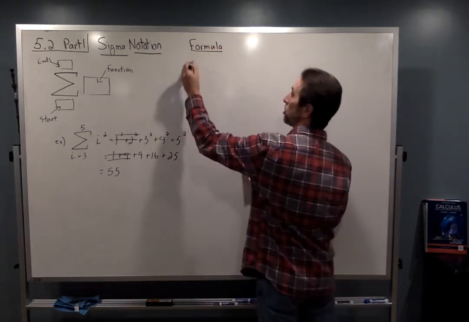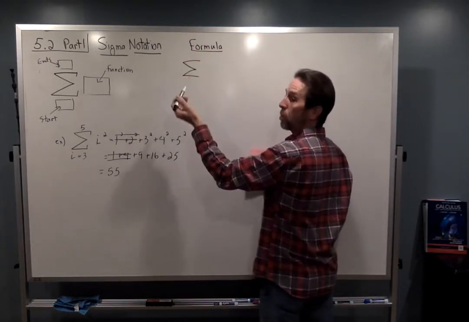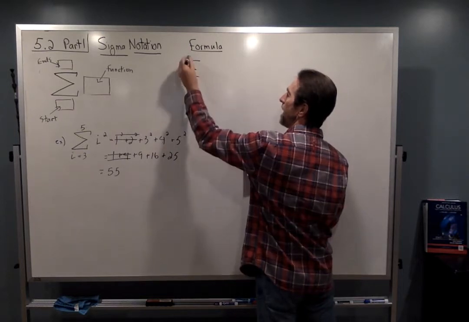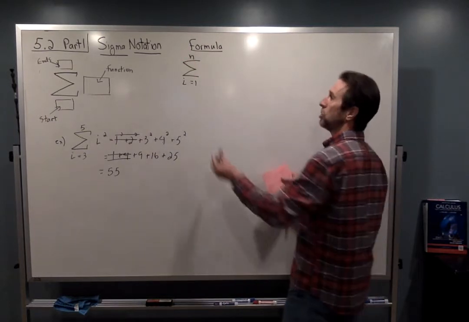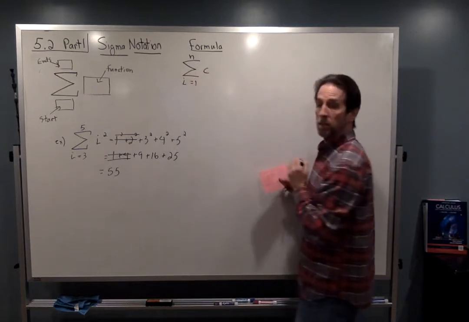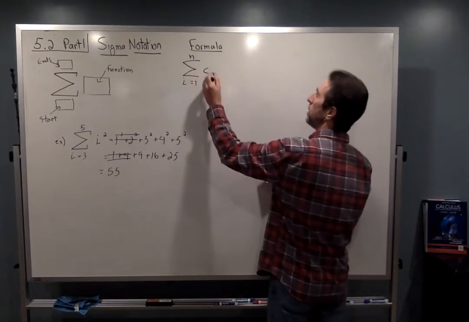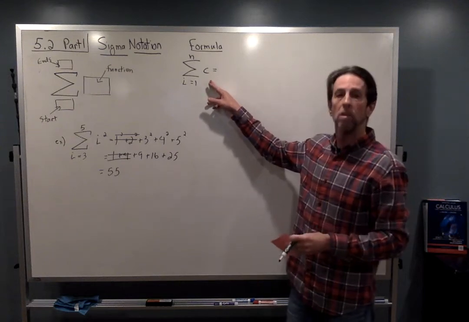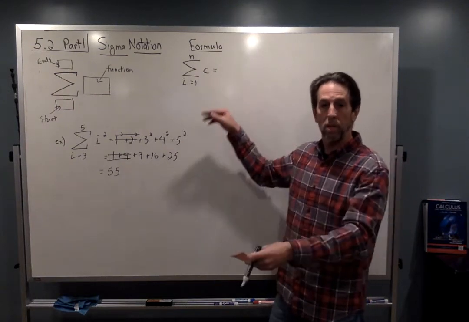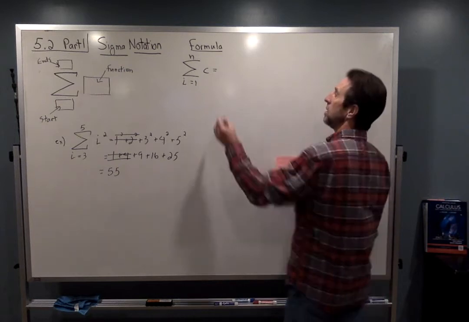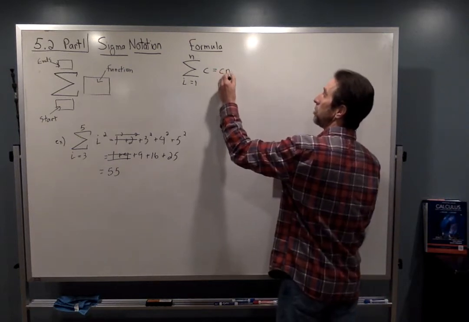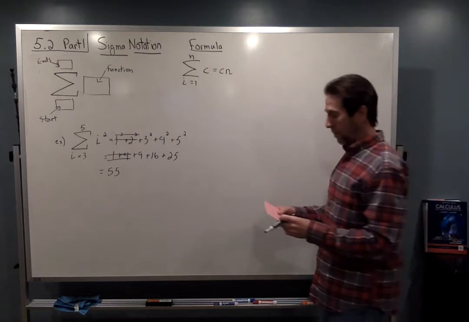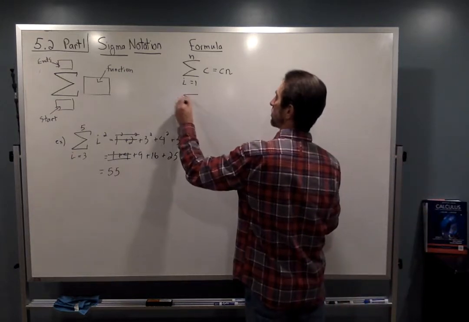These are some formulas for sigma notation, basically properties. What if I have i going from 1 to n, where n could be any number I choose, of a constant, c? Well, you're basically adding c plus c plus c plus c plus c plus c, n times, and that's going to be a repeated addition, which we know can be written as multiplication, so c times n.